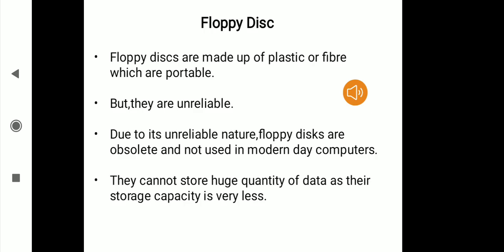But they are unreliable. This is because these type of storage devices get damaged very easily, and due to its unreliable nature, floppy disks are not used nowadays with modern day computers. They are obsolete. These floppy disks cannot store huge quantity of data because their storage capacity is very less.